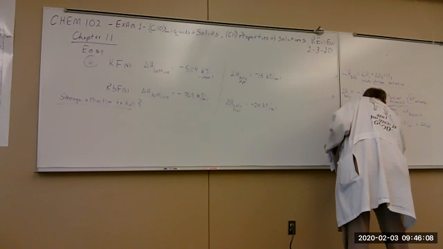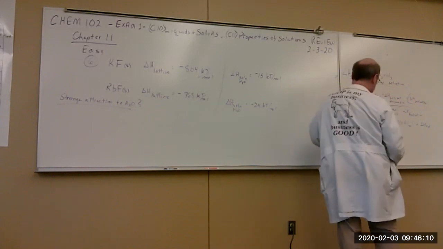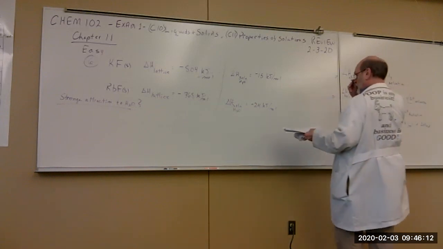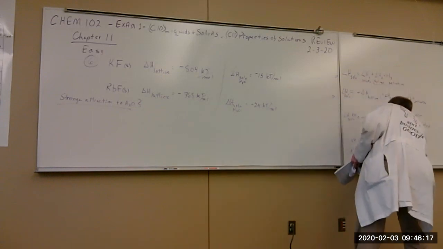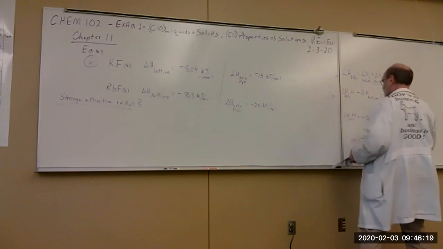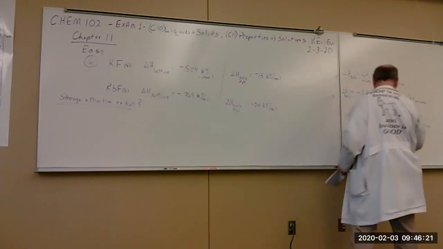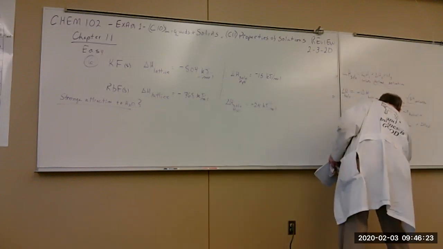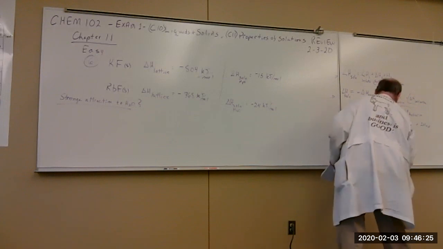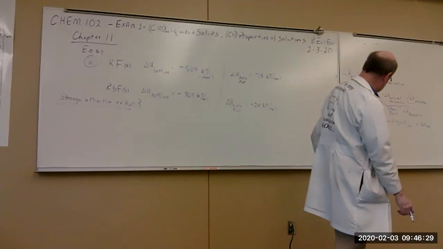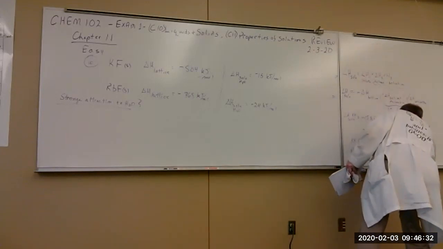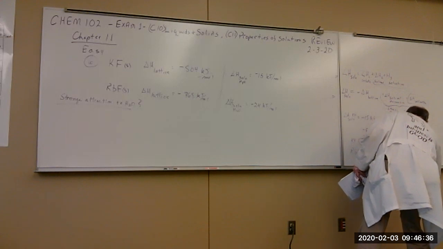How about for RbF? If we substitute values in here for RbF, minus 24 here, and then we do the same thing with 768, which makes it negative 768. Add them together, what do you get? 792 kilojoules per mole. Okay.